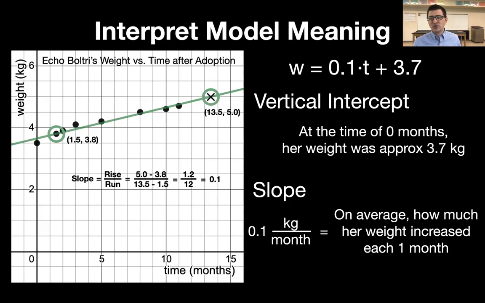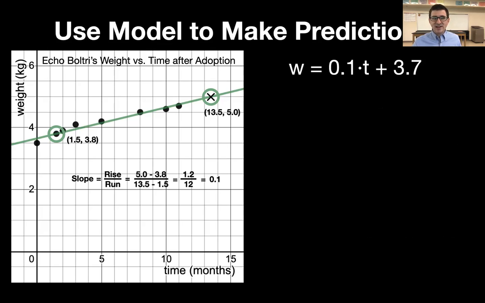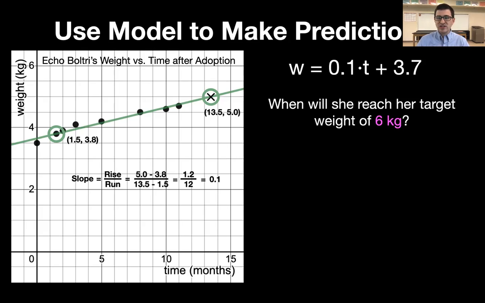And now that we have an algebraic model, and we kind of understand what it means, we can finally use it to make some predictions. So like I said at the beginning of the video, the vet did say that she's still a growing cat, and ultimately, she's probably going to weigh around 6 kilograms. So we've kind of set that as a target for how much she would like to weigh. So the question is, when is she going to be able to weigh 6 kilograms?